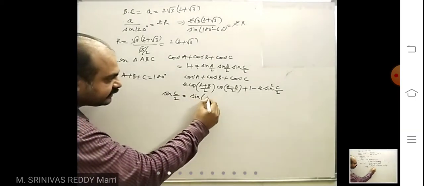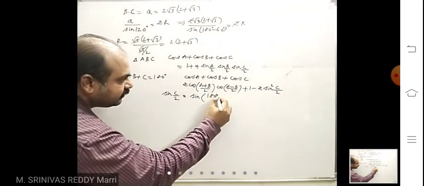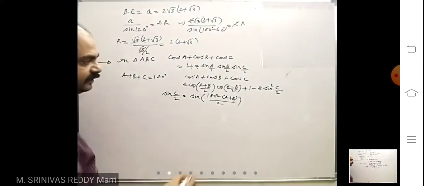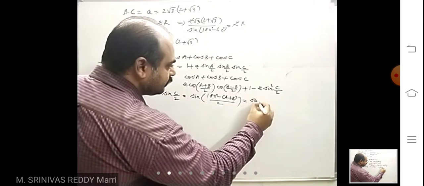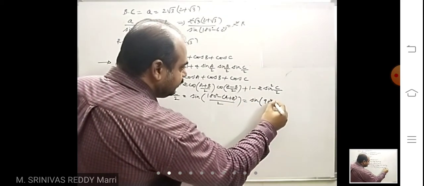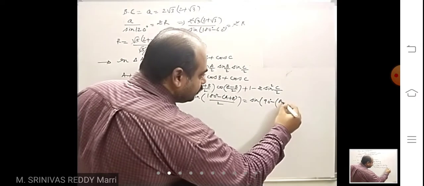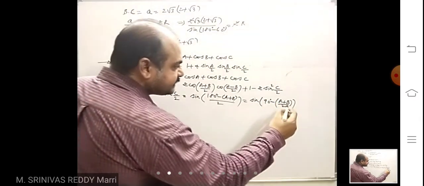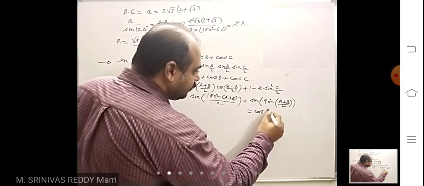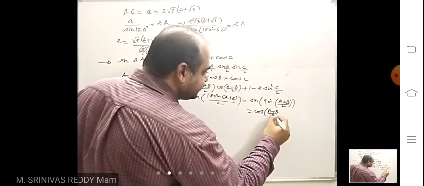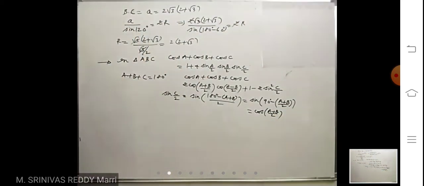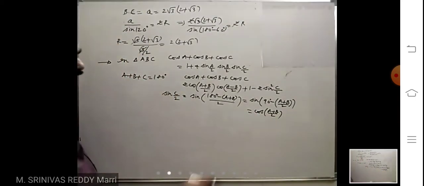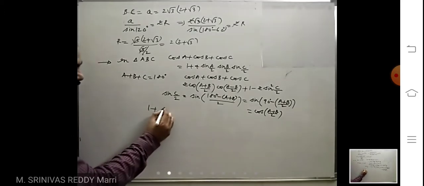Whenever C is there, you can convert it into angle A plus B. Right? Like 180 minus A plus B, divided by 2. That means you will get sine of 90 degrees minus A plus B by 2. Sine of 90 minus theta is nothing but cos. Whenever angle C is there, you can convert into A plus B. Whenever A plus B is there, you can convert into C.